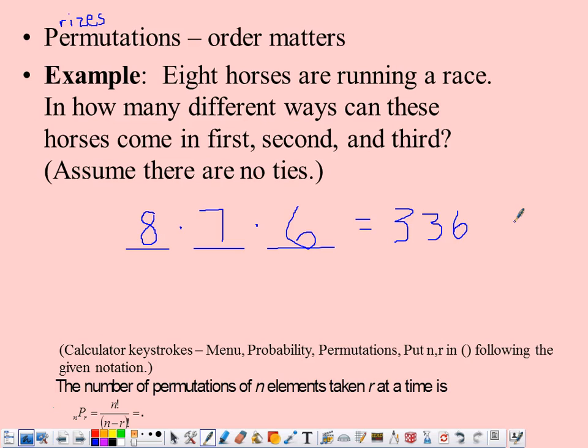So we're not talking about how many different groups of 3 could win, but in fact how many different ways they could get first, second, and third. You could take the same 3 horses, rearrange them, and that's another permutation. There's a formula for this.